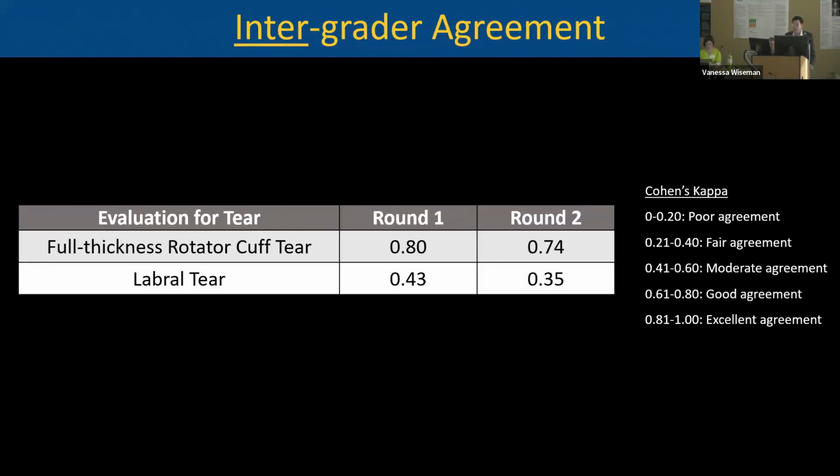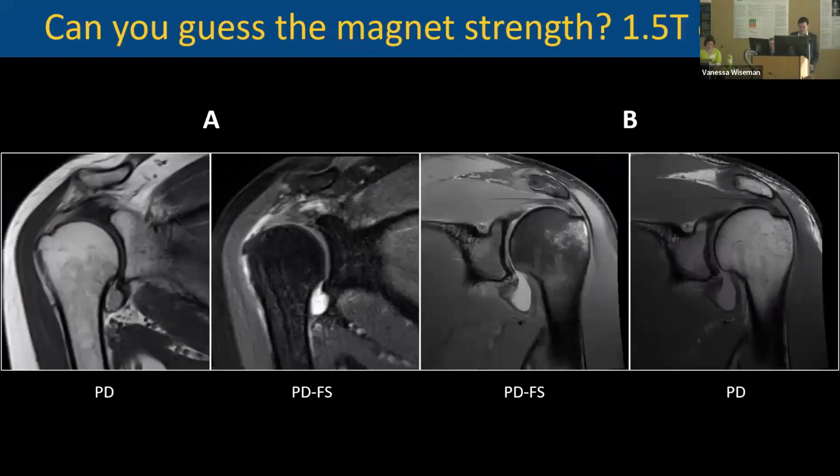And for inter-grader agreement among our 3 graders, for full thickness rotator cuff tear, we had Cohen's kappa values corresponding to good agreement, and for labral tear, corresponding to fair to moderate agreement, with kappa values around 0.4, which are similar to those previously reported in the literature.